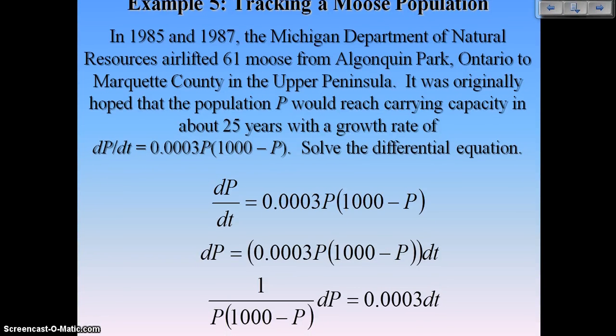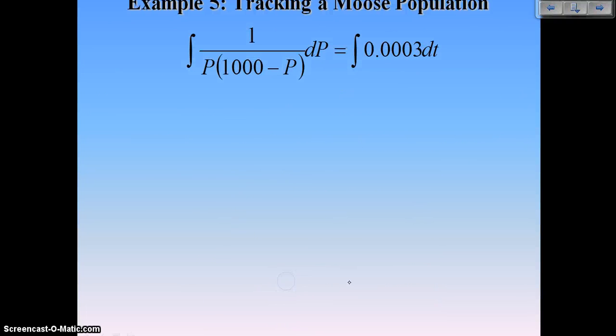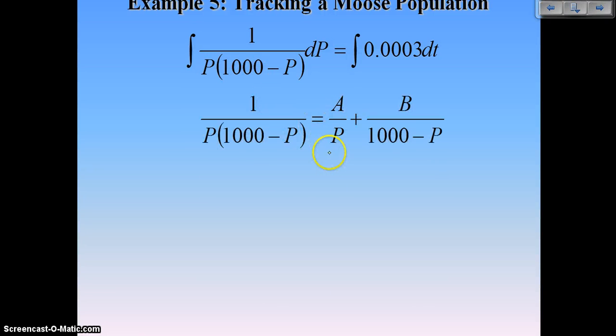Now, ladies and gentlemen, again, I like to leave this number right here. This is the side with a simpler antiderivative, or integral, and so I'll leave that number there. Now, if I look at this part right here, I'm going to take the integral, but before I can take the integral of this, I do need to separate it. This is a situation where we are going to want to use partial fraction decomposition. So I know that this fraction here can be rewritten as something over P plus something over 1000 minus P.